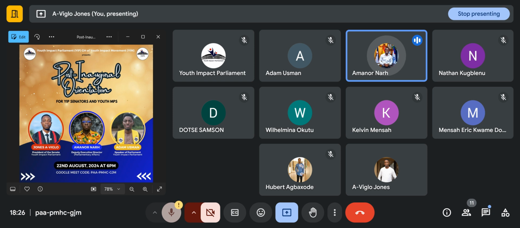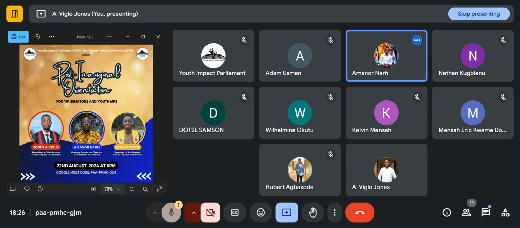So don't misquote me when I said earlier that we have not had any significant program as far as the activities of the foundation are concerned. What I meant is that the Youth Impact Foundation as a whole had not held a separate activity on its own in time past. What I am saying currently is that we partnered with other foundations.